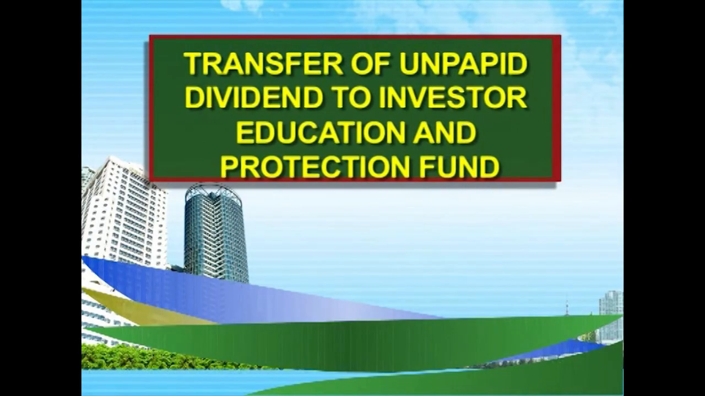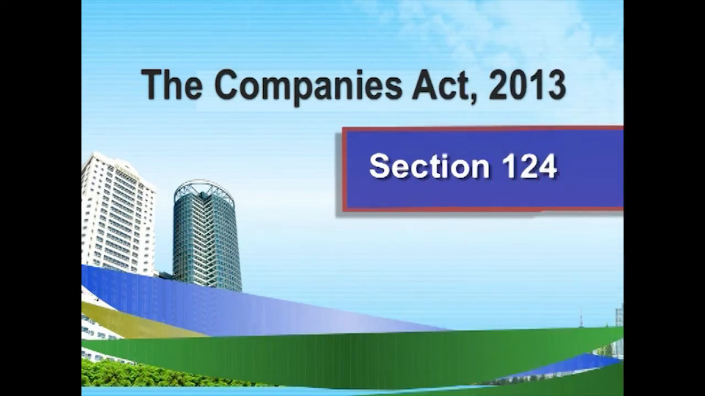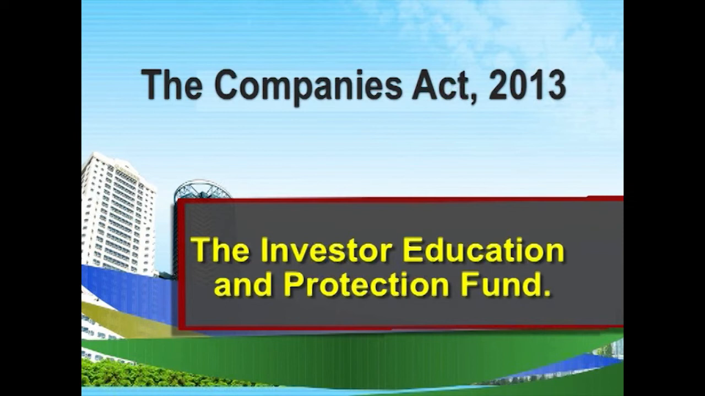Transfer of unpaid dividend to Investor Education and Protection Fund. According to Section 124 of the Act, unpaid dividend amount will remain in the company's accounts for 7 years and will then be transferred to the newly conceived fund known as the Investor Education Protection Fund. Once a dividend is declared, it becomes a statutory debt from the company to its shareholders. Dividend to be paid in cash only.